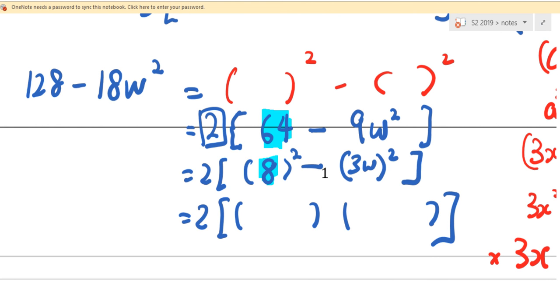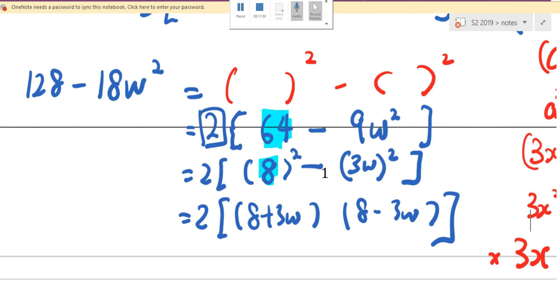What can I write inside the bracket? Right now, I ask you. 5, 4, 3, 2, Sichuan, what have you written in the bracket? 8 plus 3w, excellent. The other one? 8 minus 3w. Okay?